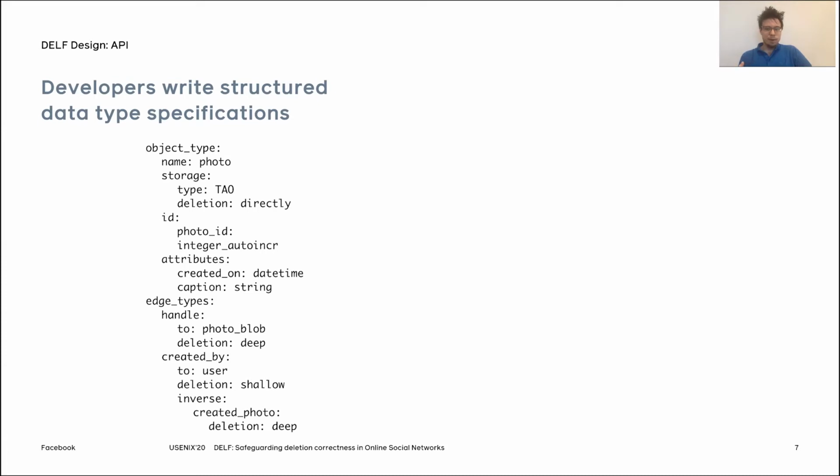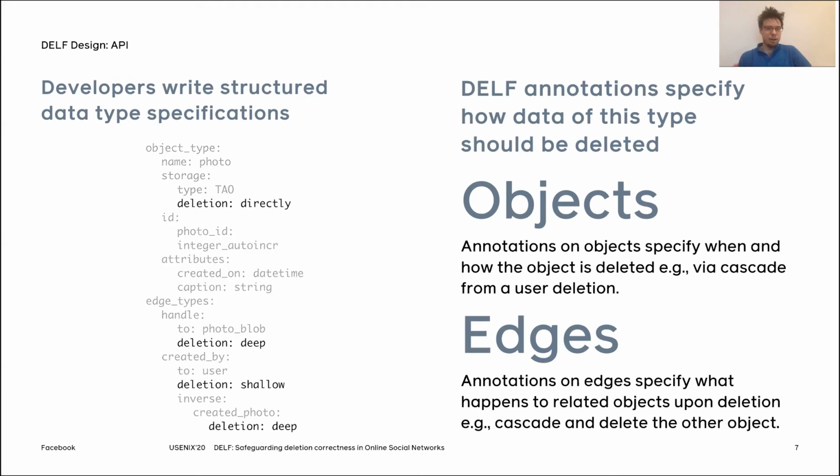And this means that developers can't create a data model and store data without specifying what should happen when the data gets deleted. And in turn, this means that deletion becomes part of the developer workflow early, before any data is collected. So there's two types of annotation here. Object annotations, the first one, specify when the object should be deleted. And edge annotations, the last three, specify what should happen to related objects upon deletion.